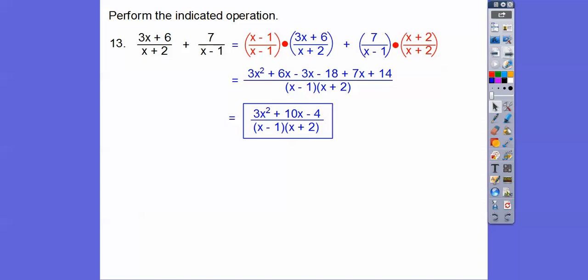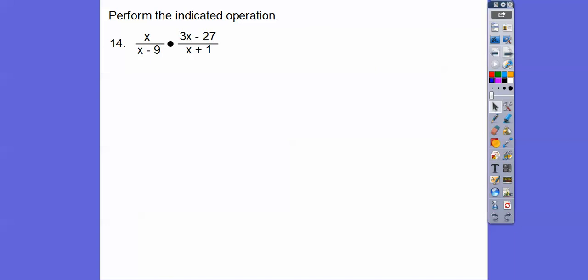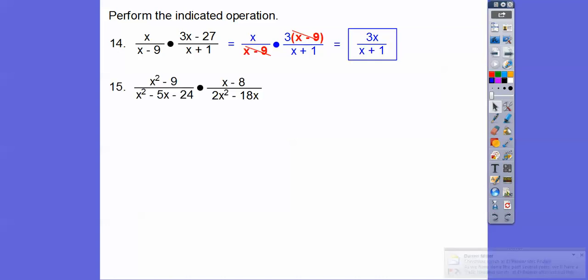All right? All right, so here, let's go ahead and pull, so we don't have to do common denominator on this. Let's pull a 3 out on top, and it becomes 3x minus 9. So the x minus 9's cancel. There's our answer. Okay? All right, so here, the x squared minus 9 is x plus 3, x minus 3.